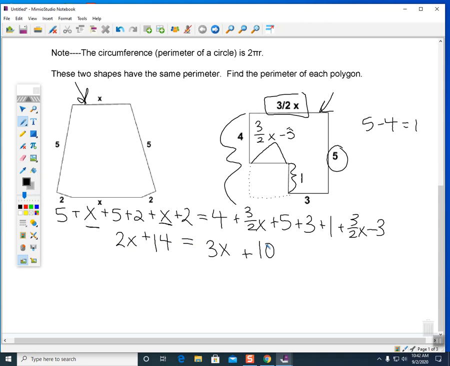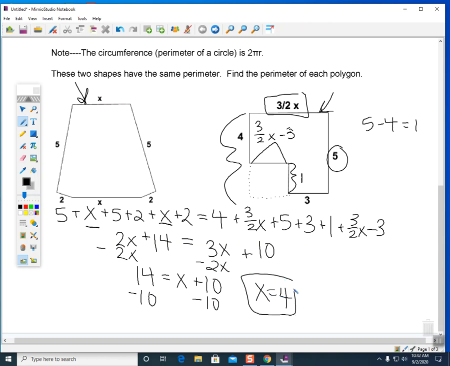Okay, well now this is something that I can recognize. I've worked with this before. So I want to get my x's together, right? So I'm going to subtract 2x from both sides because I can combine these, right? So that leaves me with 14 on this side equals x plus 10. Now I'm going to get rid of my constant, so I'm just going to subtract 10 from both sides. And then I've gotten my answer, x equals 4. Because 14 minus 10 is 4.